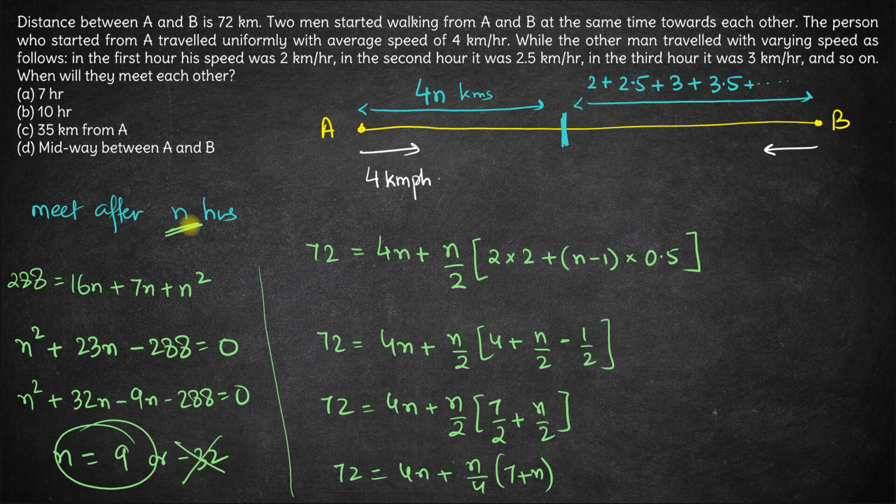So let's look at the options now. So when will they meet each other? Option A and option B are eliminated. They meet after 9 hours. But here it says 7 and 10. So A and B are eliminated.